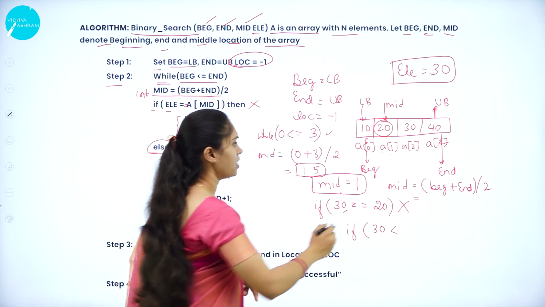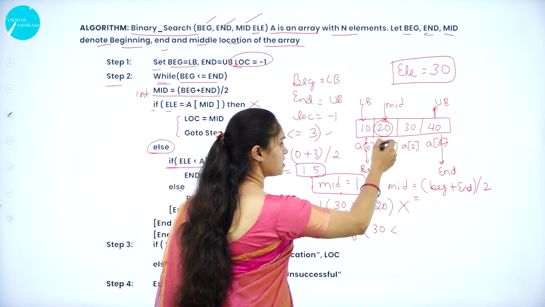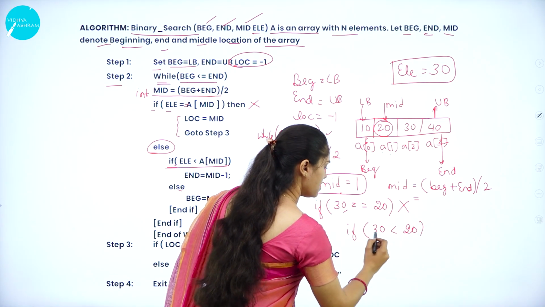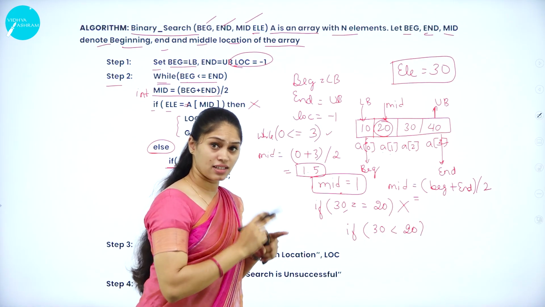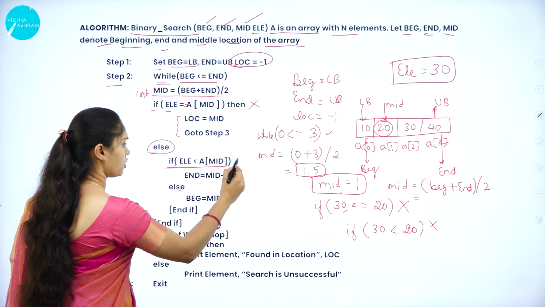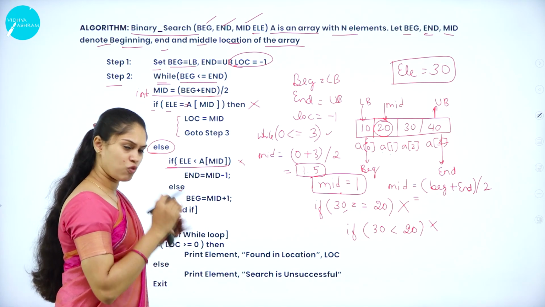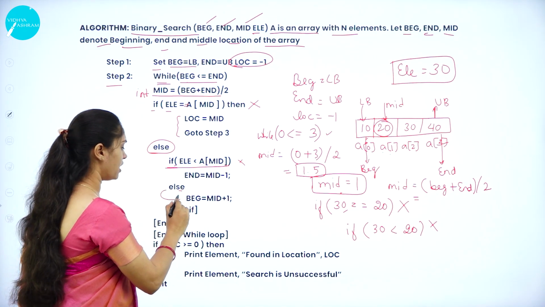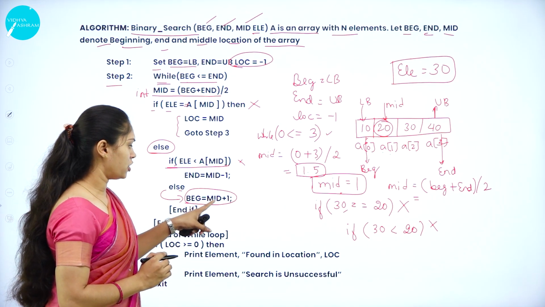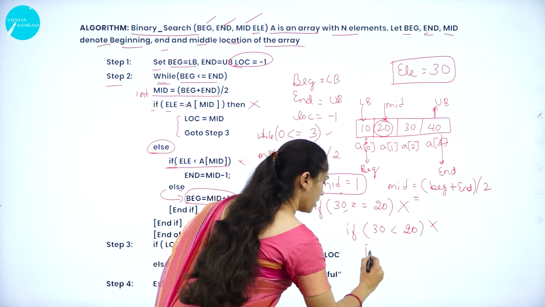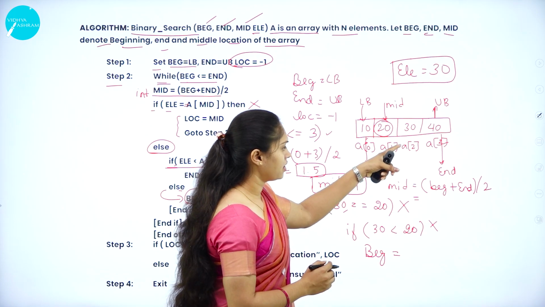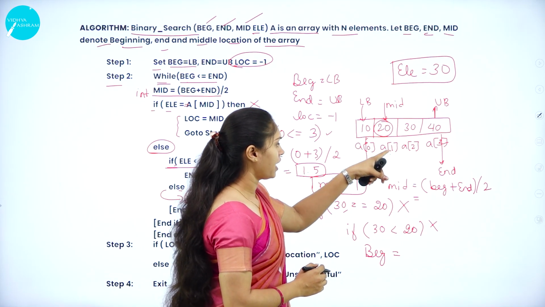What is the a of mid? We know that a of mid is a of 1. What is there in a of 1? That is 20. Is 30 less than 20? No. So if the condition is false, then we are supposed to go with the else part. So what we have in the else part? That is beginning is equal to mid plus 1. So beginning is equal to mid plus 1. So what do we have in mid? We have mid as a of 1.